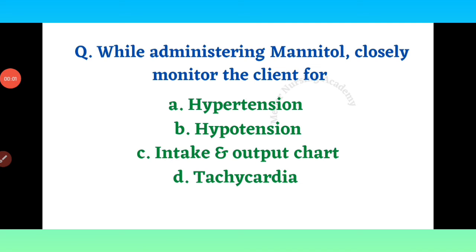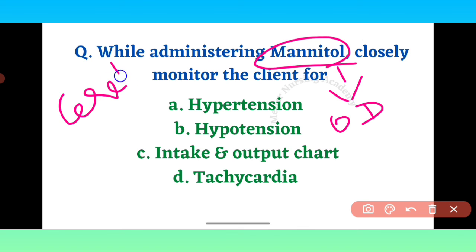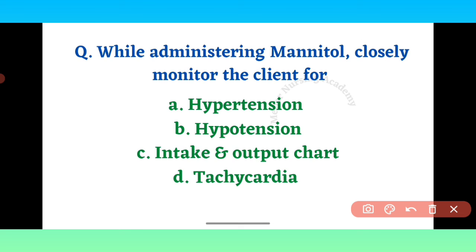While administering mannitol, closely monitor the client for hypertension, hypotension, intake output chart and tachycardia. See, first you should know what is mannitol. Mannitol is an osmotic diuretic. What is the indication for mannitol? This is the second golden point. The indication for mannitol is cerebral edema. Cerebral edema. Fine. And the third golden point is what will happen in case of cerebral edema.